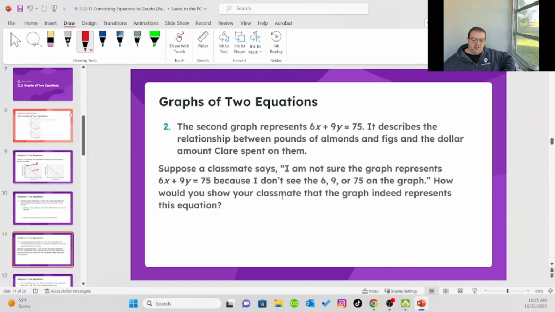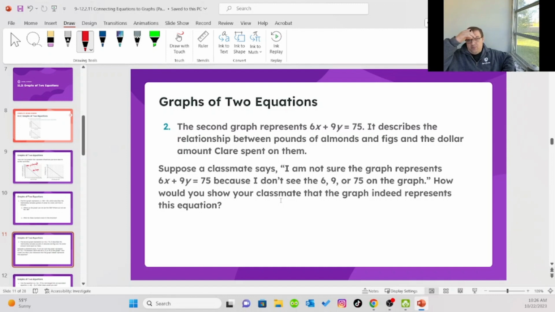Number 2, the second graph represents 6x plus 9y equals 75. It describes the relationship between pounds of almonds and figs and the dollar amount Claire spent on them. Suppose a classmate says, I am not sure the graph represents 6x plus 9y equals 75 because I don't see the 6, 9, or 75 on the graph. How would you show your classmate that the graph indeed represents this equation?